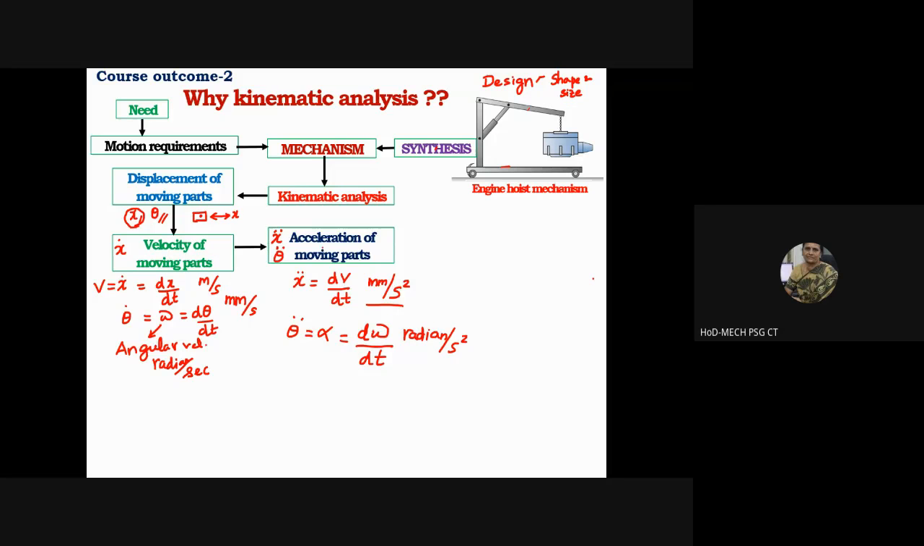So in kinematic analysis, we will be attempting to find out the displacement of links if it is required. We will be finding out the velocity of different links of the mechanism and the acceleration of the different links of the mechanism. So what is the need for finding out all this?